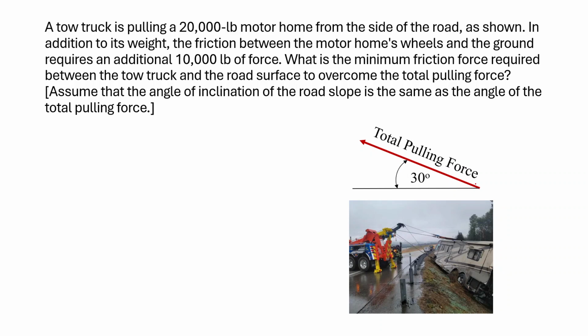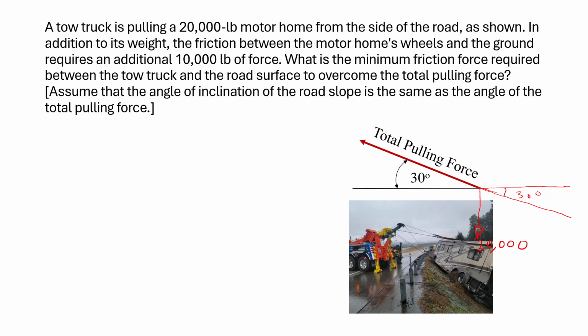This tow truck is pulling this motorhome from the side of the road, and it also says the slope is the same as the total pulling force. This is 30 degrees as well, and this motorhome is 20,000 pounds total weight going downwards.